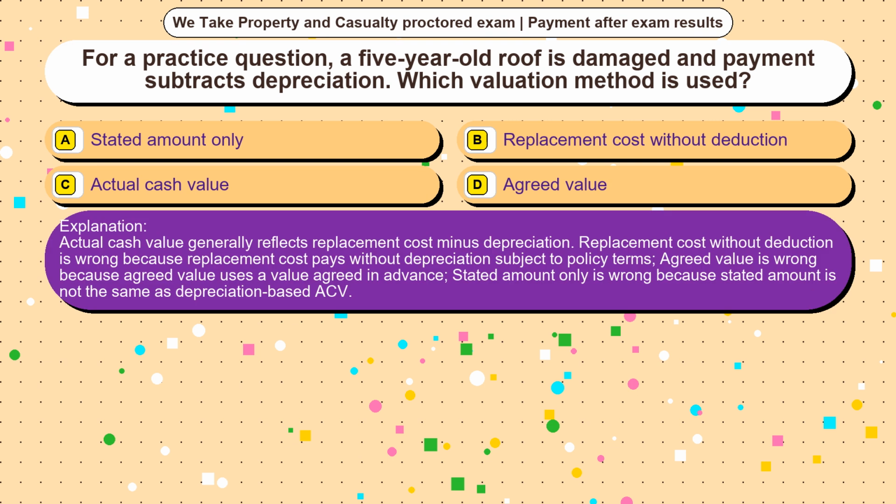Actual cash value generally reflects replacement cost minus depreciation. Replacement cost without deduction is wrong because replacement cost pays without depreciation subject to policy terms. Agreed value is wrong because agreed value uses a value agreed in advance. Stated amount only is wrong because stated amount is not the same as depreciation-based ACV.